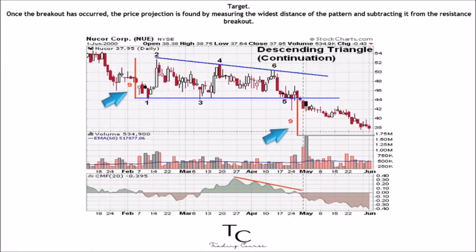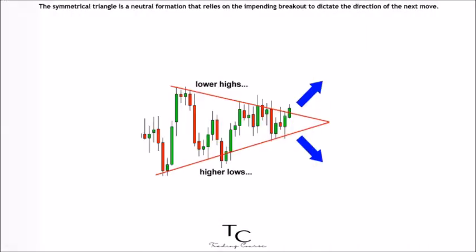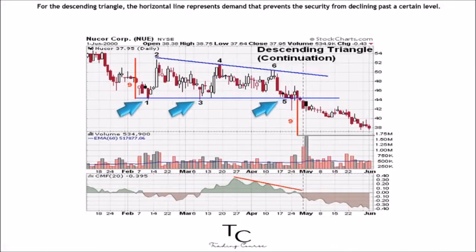Target. Once the breakout has occurred, the price projection is found by measuring the widest distance of the pattern and subtracting it from the resistance breakout. In contrast to the symmetrical triangle, a descending triangle has a definite bearish bias before the actual break. The symmetrical triangle is a neutral formation that relies on the impending breakout to dictate the direction of the next move. For the descending triangle, the horizontal line represents demand that prevents the security from declining past a certain level.